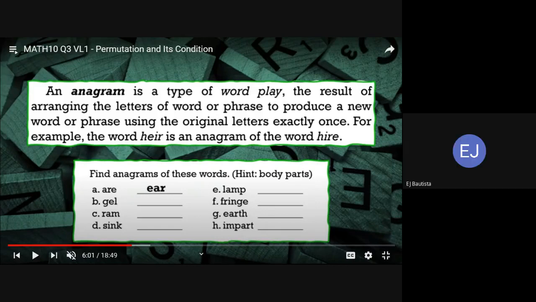Ikaw po sa Leg. Leg. Next. Arm. Then, Skin. Skin. Next. Palm and finger. Next. Heart.